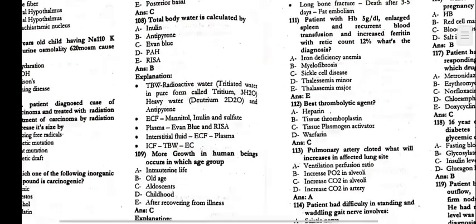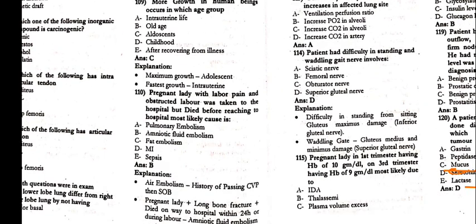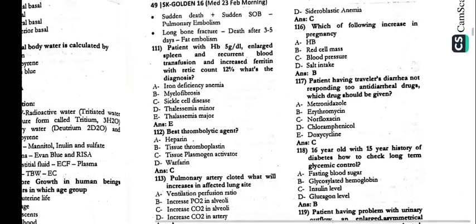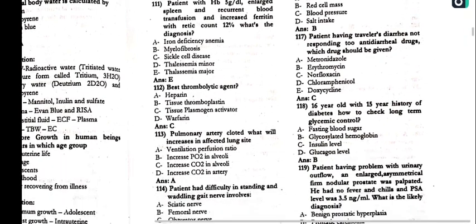108, total body water is calculated by the antipyrine. Next, 109, more growth in human beings occurs in which age group? That is adolescence. 110, the pregnant lady with labor pain and obstructive labor was taken to the hospital but died before reaching the hospital. Most likely the cause is amniotic fluid embolism. Next, 111, the patient with HbF 5, enlarged spleen, recurrent blood transfusions, increased fat, with the reticulocyte count constant at 12%. Which of the following is the diagnosis? That is thalassemia major.